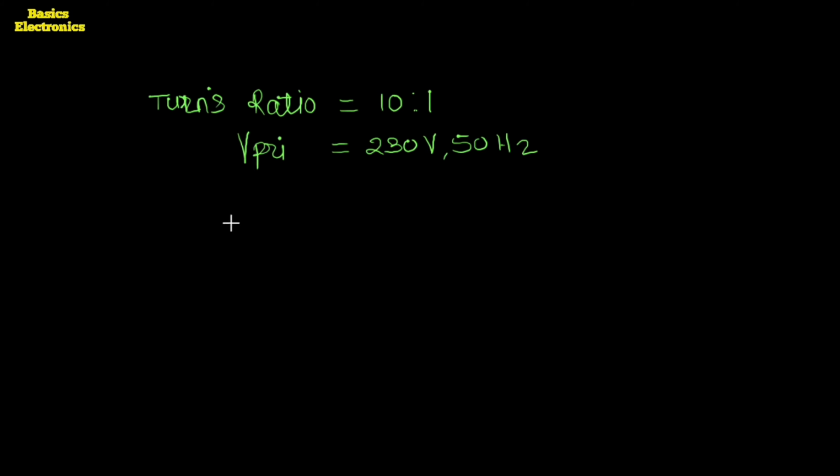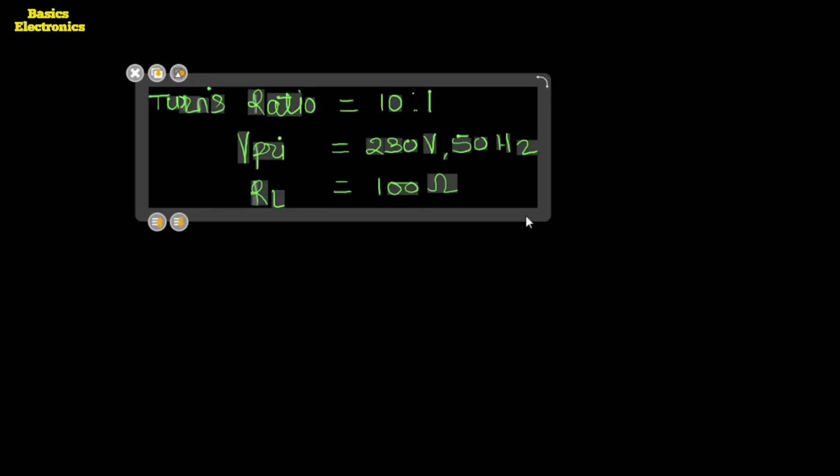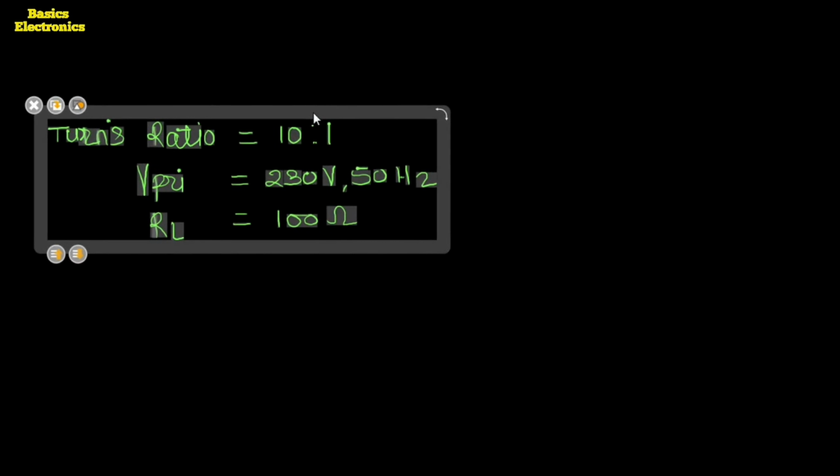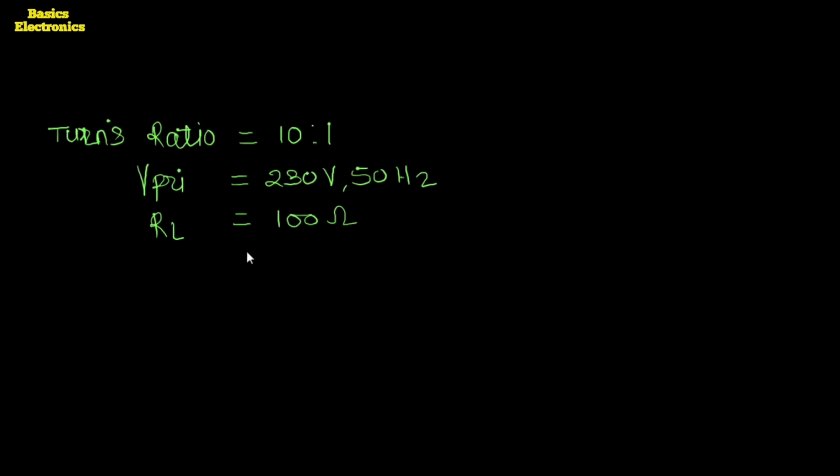Then the next value given is the resistance. Which resistance? Load resistance RL, and this RL is equal to 100 ohm. These three values are given: the turns ratio, then the primary voltage, and then the load resistance RL. The given values are written at the left hand side.